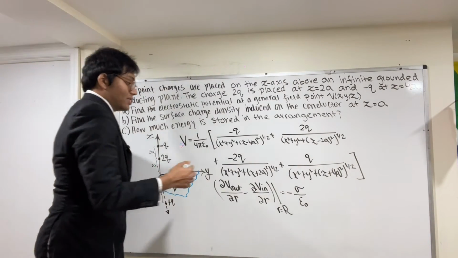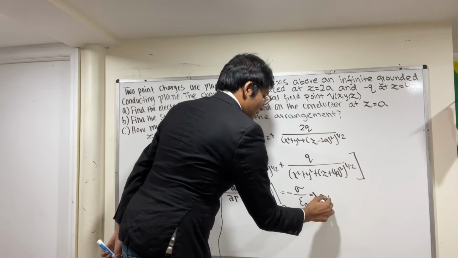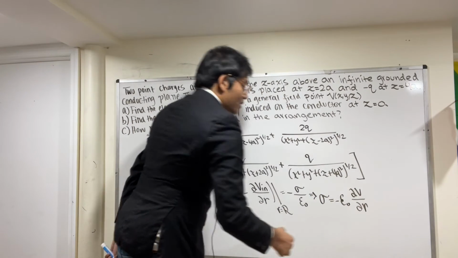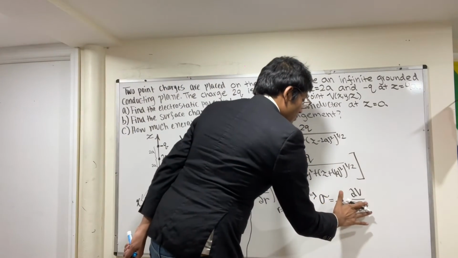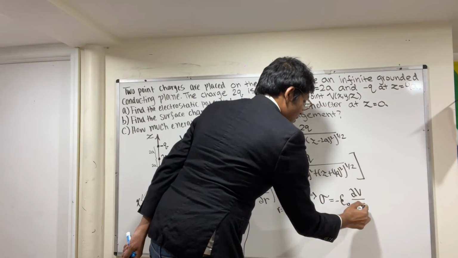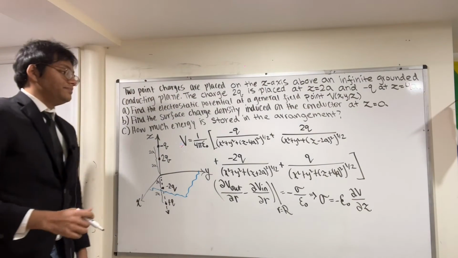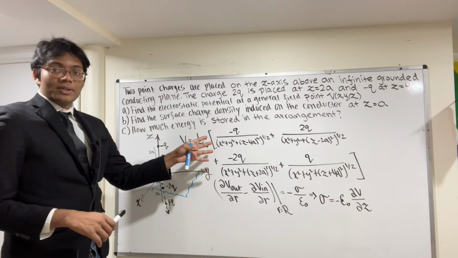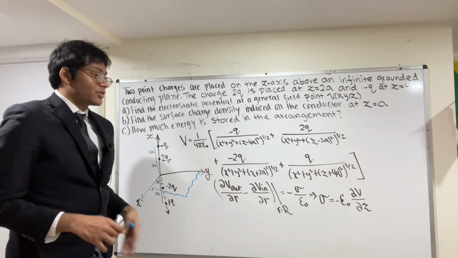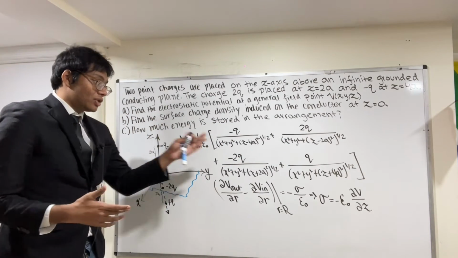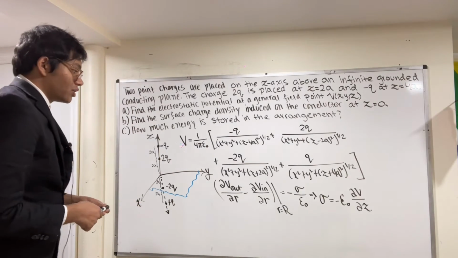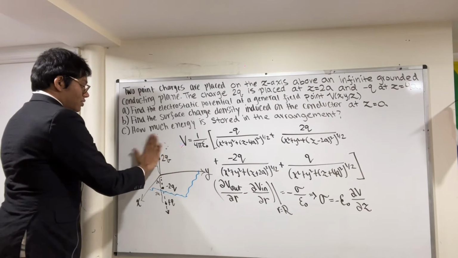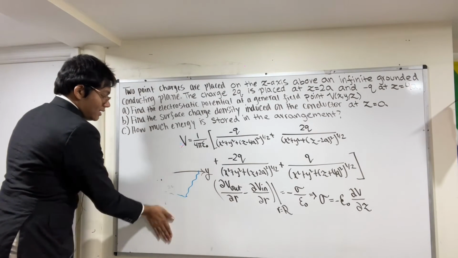So what we have to do in this case is, sigma is going to be minus epsilon naught partial v partial r. Well, in this case, the normal vector is not going to be the radial vector, it's going to be z hat or k hat. So we'll have to partial differentiate this entire electric potential, all 4 of these terms, with respect to z, and then negate it and multiply it by epsilon naught to get the surface charge density. So let's do that. I'm going to erase this image, and we're going to go ahead and calculate the surface charge density.